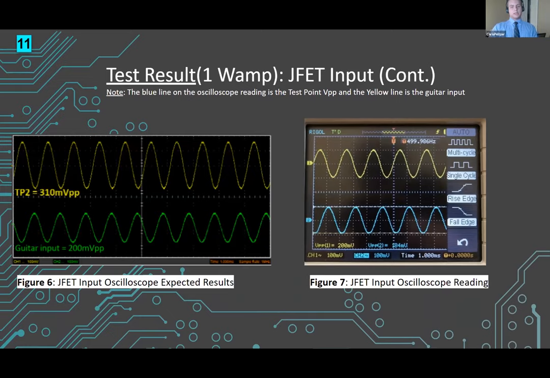I would like to note that our graph is flipped compared to theirs, where the blue line represents test point 2 and our yellow line represents the guitar input. And as you can see right here, we are getting less than what they got because we have used a different JFET than what they used in the original design, where we're using an MPF 102.